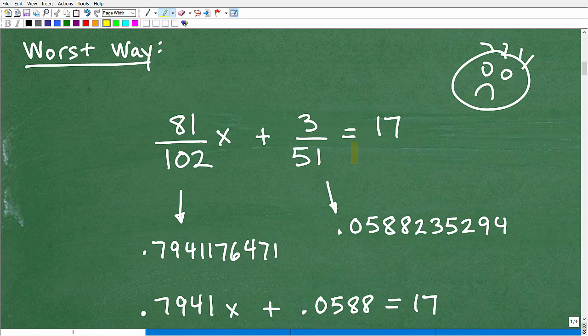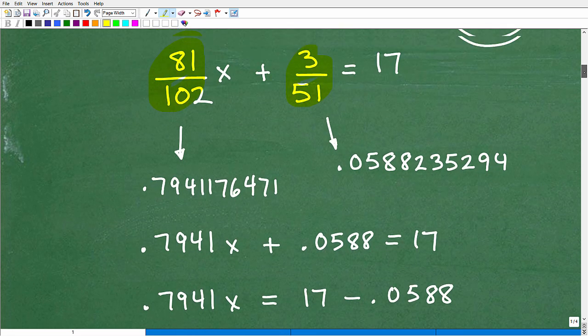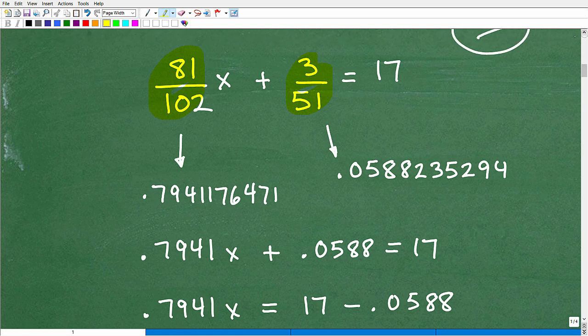So what a lot of students will do is they'll get their calculator out and say, I'm not even gonna mess with these fractions. Let's just switch these fractions into decimals. And I'm like, yeah, that's a good idea. Let's just get rid of them.